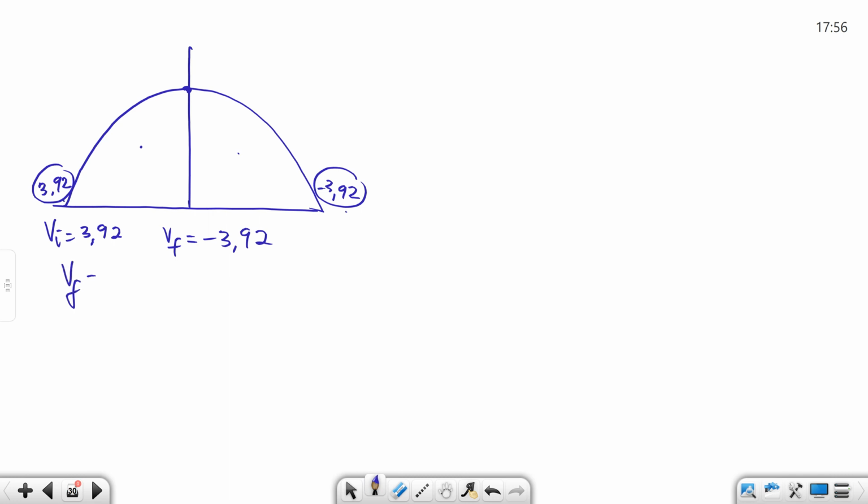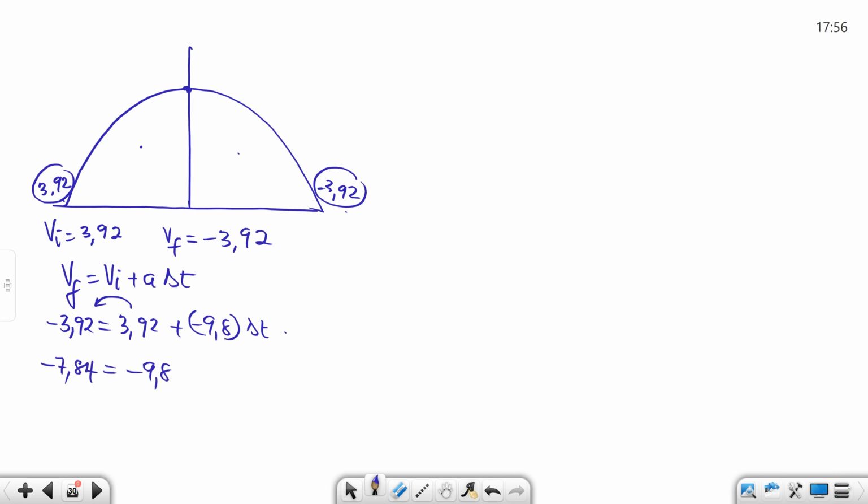So what do I know? Vf equals Vi plus a delta t. Work with me. I need you. Equals what? 3.92 plus negative 9.8 delta t. So let's know when to multiply by 2. What do we have here? Negative 7.84 equals negative 9.8 delta t. What's our time?